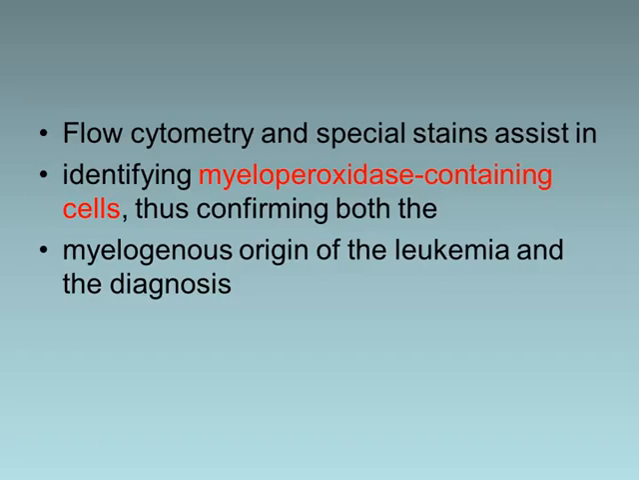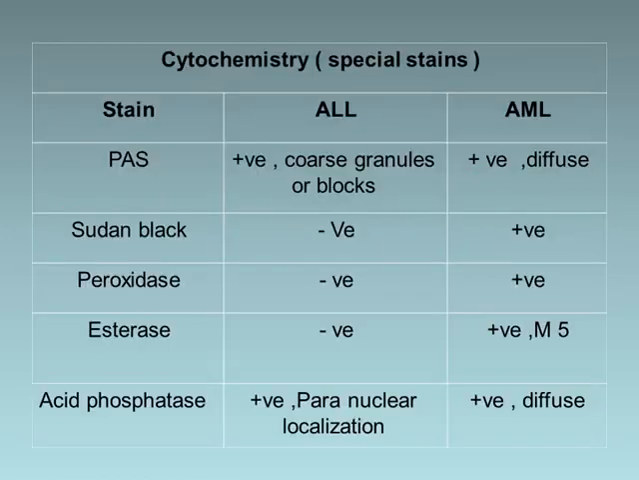Flow cytometry and special stains assist in identifying myeloperoxidase-containing cells, thus confirming both the myelogenous origin of the leukemia and the diagnosis. This is a special stain used in the lab to differentiate between ALL and AML. In the case of ALL, it is positive for PAS and for acid phosphatase, but it is negative for Sudan black, peroxidase, and esterase, while AML is positive for all types of stain.